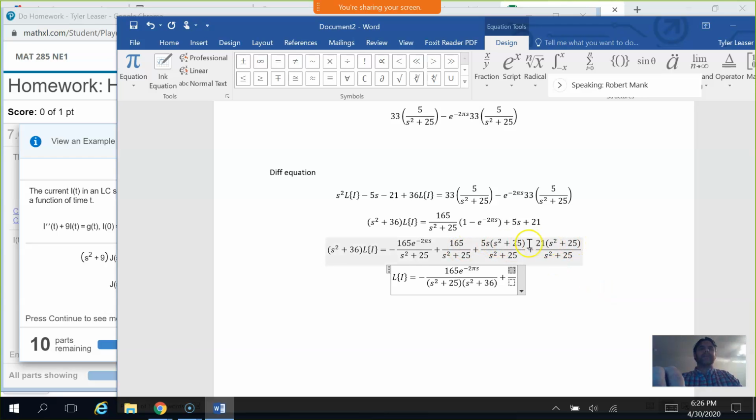It's just distributing here. We are going to have an s cubed coming from this term, so we're going to have a 5s cubed all the way out in front. That should be the only s cubed term. We're going to have an s squared term, and it looks like the only one comes from this 21, so plus 21s squared. We'll have an s term coming from the 5s times the 25, so a plus 125s. And then we're going to have two constants, the 21 times 25 and then the 165 out in front. So I'm going to use a quick calculator on my phone to see what we get from that.